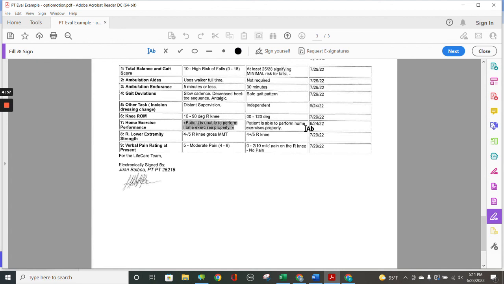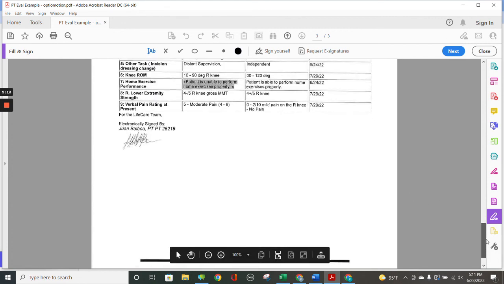We also want them compliant with their home exercise program. We're trying to get the knee strength from 4- out of 5 to 4+ out of 5, trying to get their pain from 4 to 6 down to 0 to 2. So that's pretty much it as far as our PT eval goes.